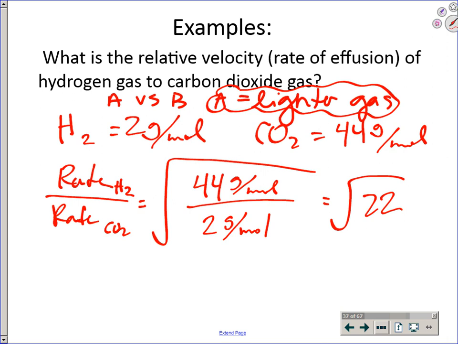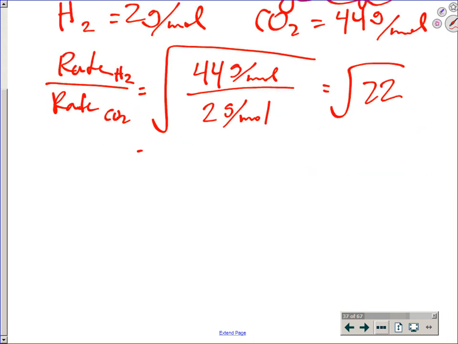You could guesstimate it's around, I mean, that's almost 25, right? What's the square root of 25? 5, so it's going to be about around 4.5-ish, 4.6-ish. What is it? 4.69. Okay, so the answer of the relative rate of diffusion is 4.69.